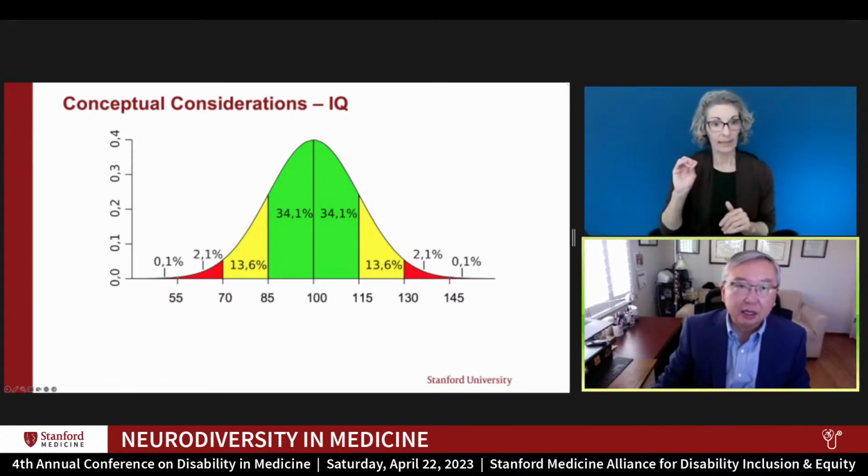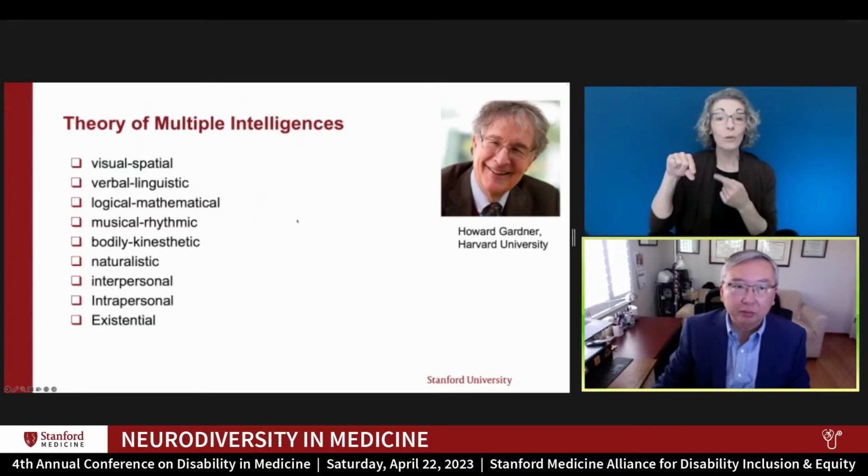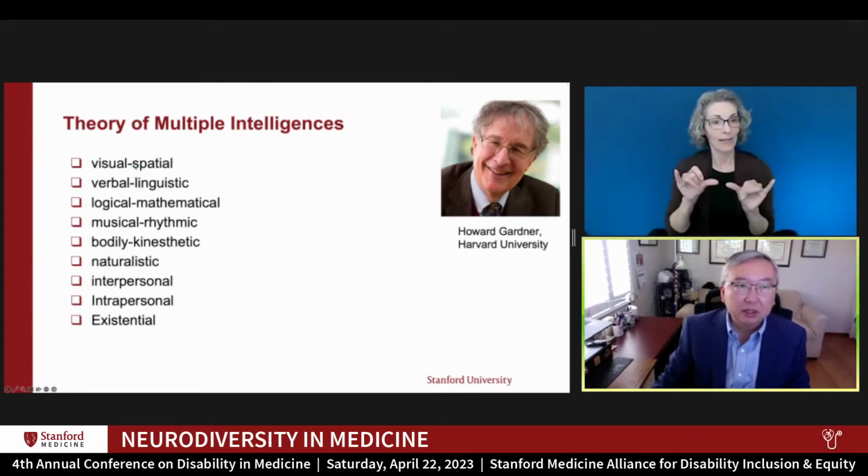And I say that IQ is an imperfect measure because it only tells us very limited domains of intelligence, such as visual spatial, verbal linguistic, and logical mathematical. It doesn't really tell us anything about anything else.